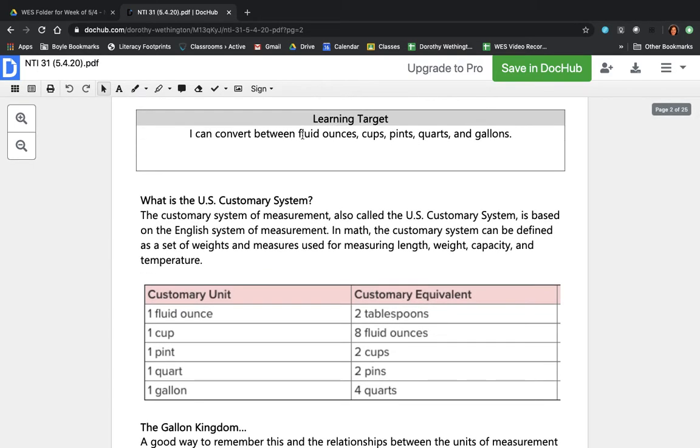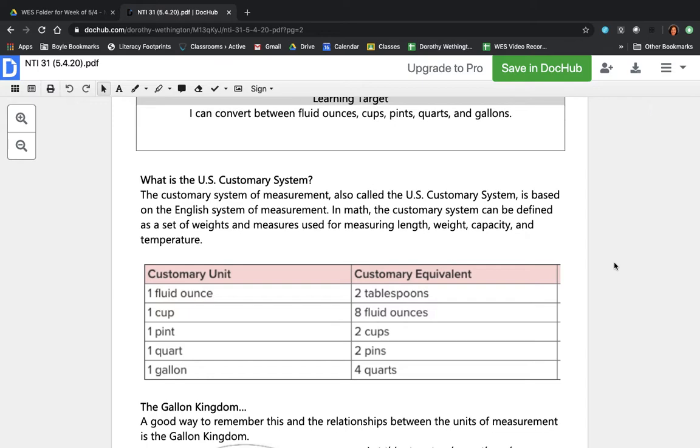What is the U.S. customary system? The customary system of measurement, also called the U.S. customary system, is based on the English system of measurement. In math, the customary system can be defined as a set of weights and measures used for measuring length, weight, capacity, and temperature.